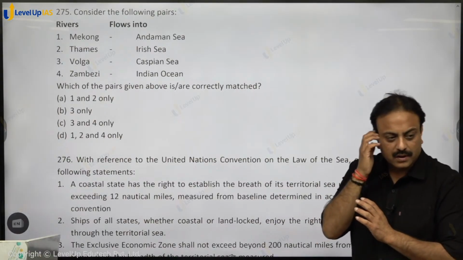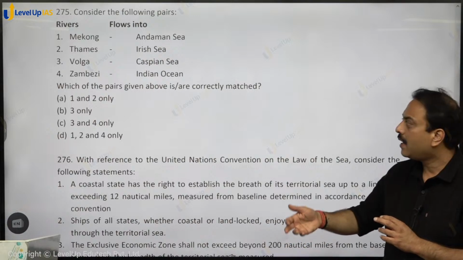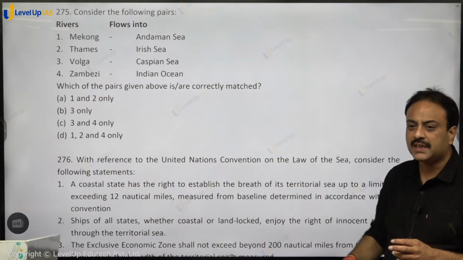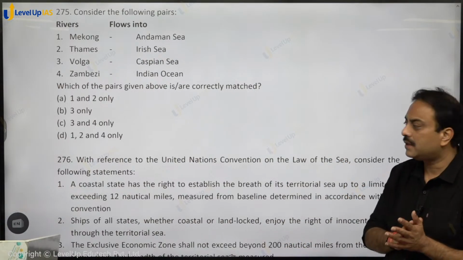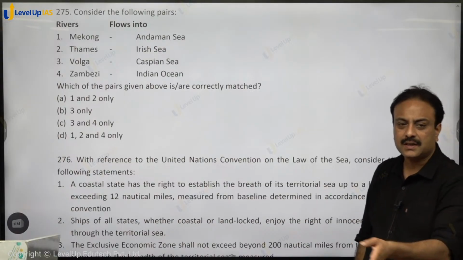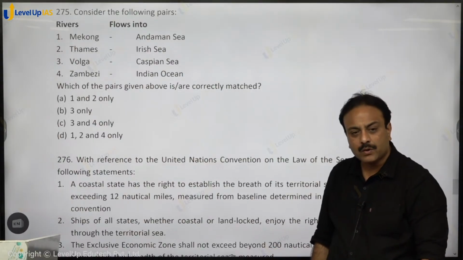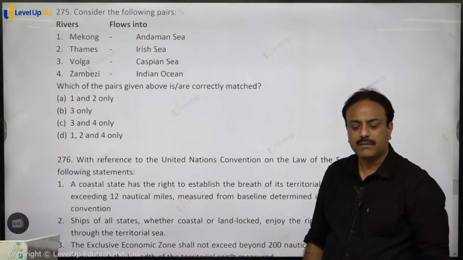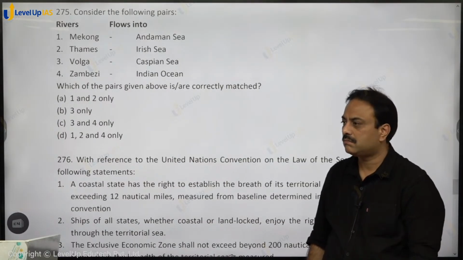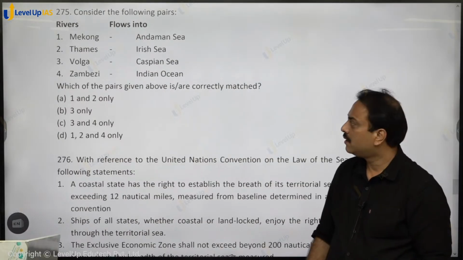True, Mekong flows through China, Thailand, Laos, Cambodia, and finally makes a delta at Ho Chi Minh City in the South China Sea. Andaman Sea, it has nothing to do with the Andaman Sea. Andaman Sea is on the eastern side of Andaman and Nicobar. Andaman Sea has a coastline with Myanmar and parts of Malaysia.